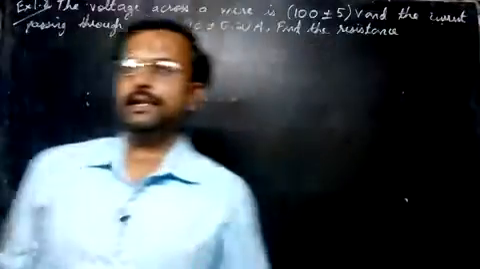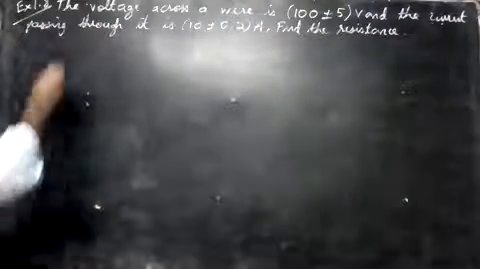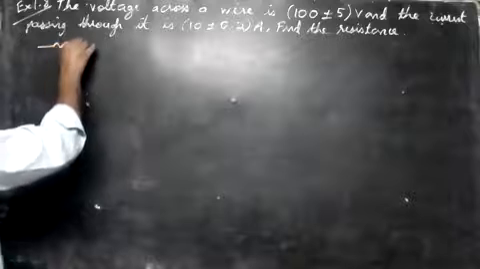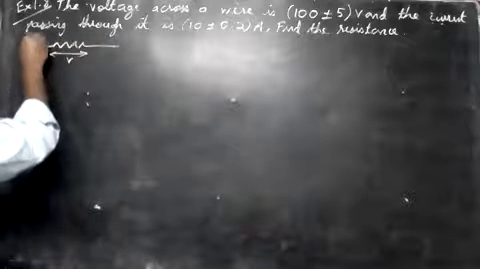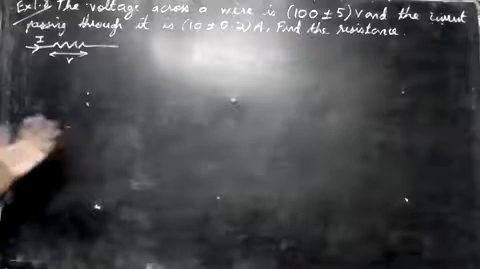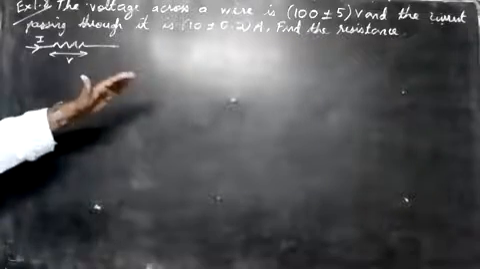Let's see how to do this. A wire is actually a resistor only. So it's like a resistor, and they give us a voltage V across it, and the current I flowing through it is also given. We must find the resistance. It's very simple. First we'll write what is given.